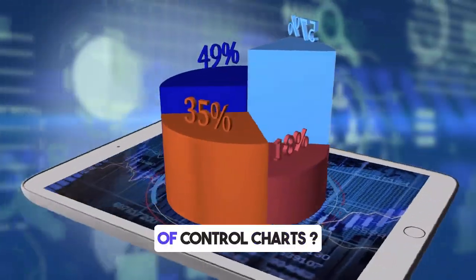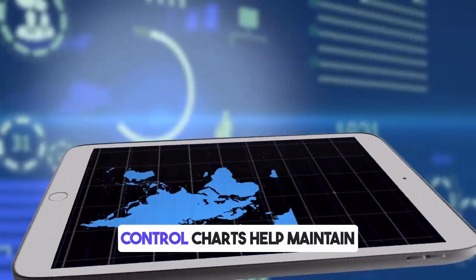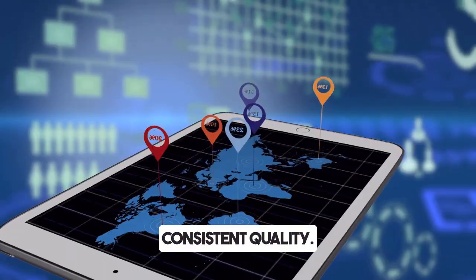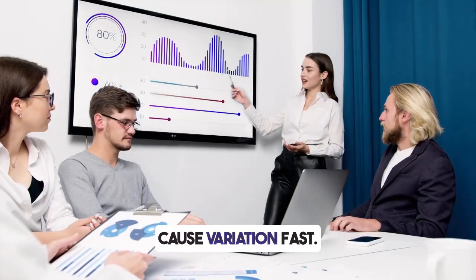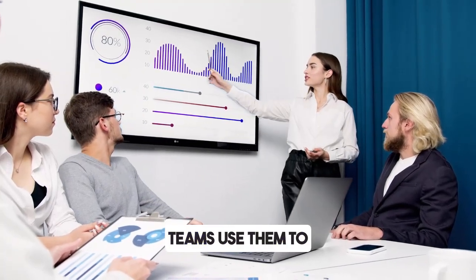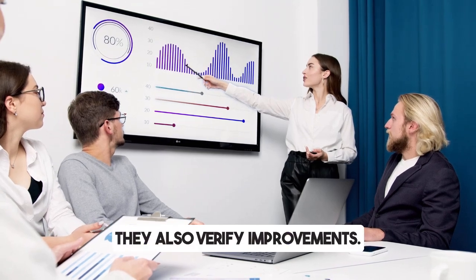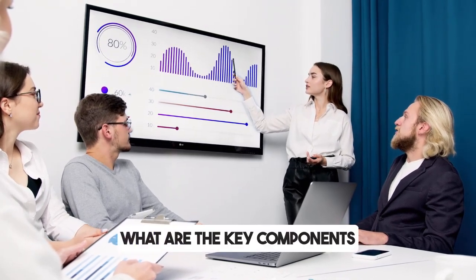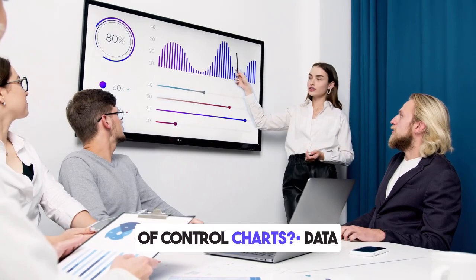What is the purpose of control charts? Control charts help maintain consistent quality. They detect special cause variation fast. Teams use them to prevent defects. They also verify improvements.